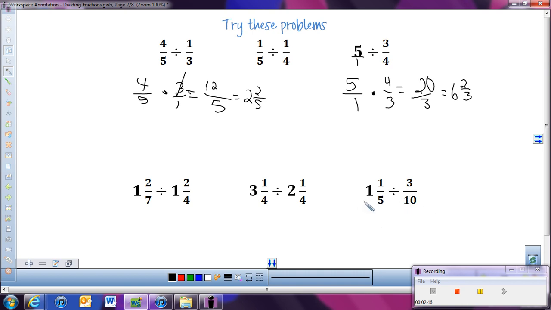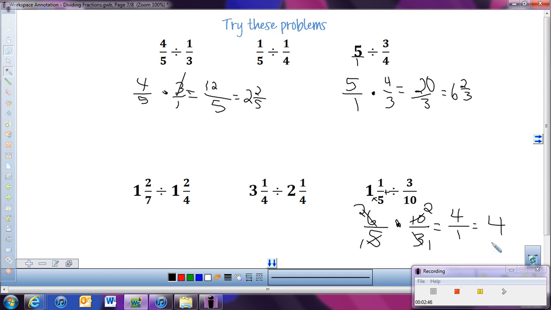We'll do this one over here. Just like when we're multiplying, if we have mixed numbers, first we need to change them into improper fractions. So 1 times 5 is 5, and 5 plus 1 is 6, so 6/5. We're going to change the division sign to a multiplication sign, and flip that second fraction over, multiplying by the reciprocal, or 10 over 3. And in this case, I can simplify first. 3 goes into 6 twice. 3 goes into 3 once. 5 goes into 5 once. 5 goes into 10 twice. And I'm left with 2 times 2 is 4, over 1 times 1, which is 1, and I get an answer of 4.